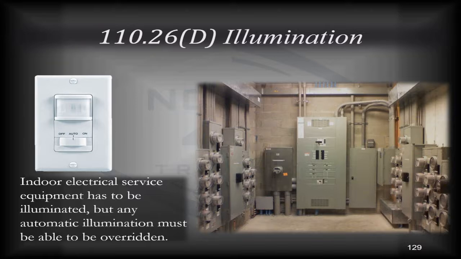So the 110.26d illumination area that we're talking about here is talking about these occupancy type sensors, and it says that you can have them in those areas, but they have to be able to be overridden in the on position.